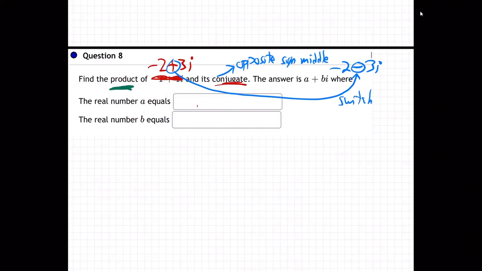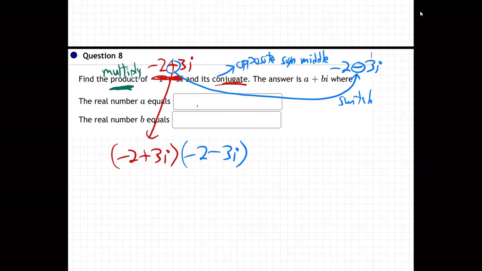Now, what do they want me to do? They want me to take the product. That means multiply. They want me to take -2 plus 3i and multiply it by -2 minus 3i. They want me to multiply my original number and its conjugate. So here's the original, and this one's the conjugate. So that's just a term you need to know now: opposite sign in the middle.